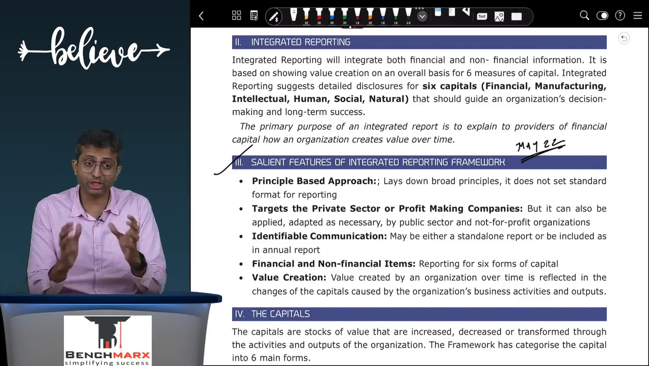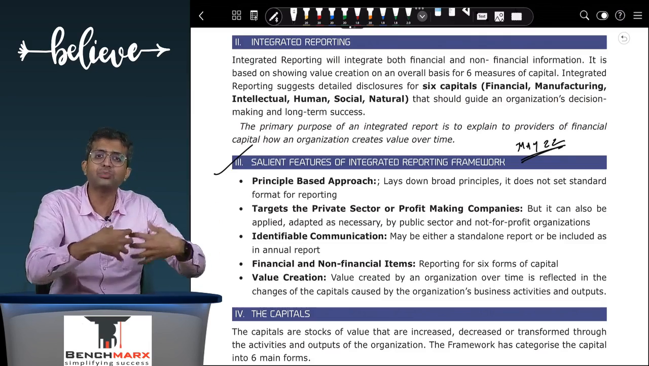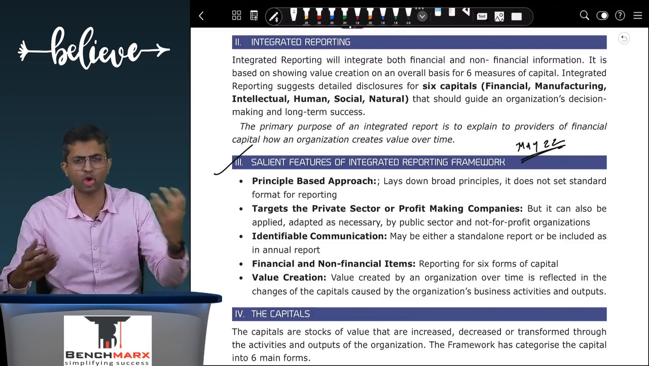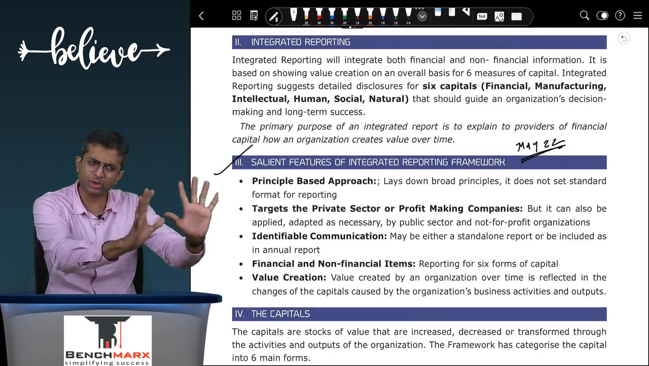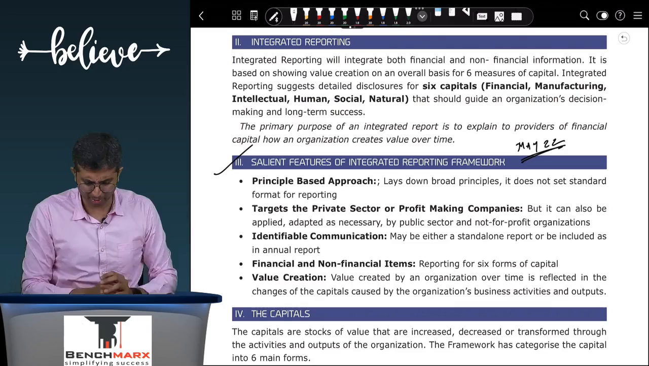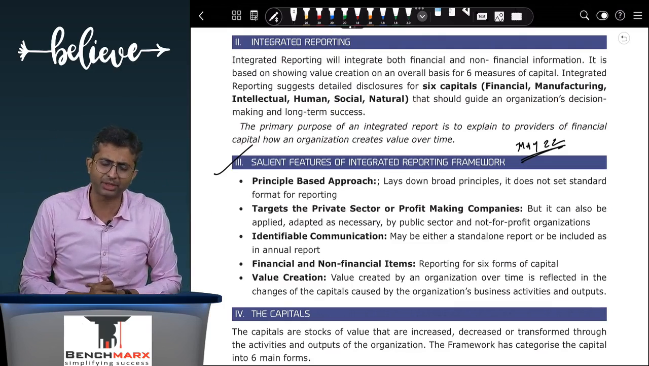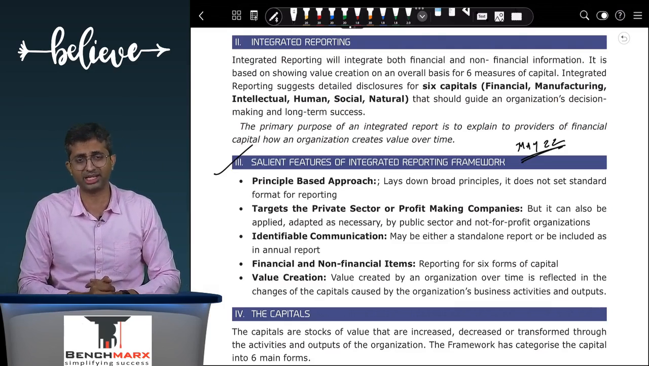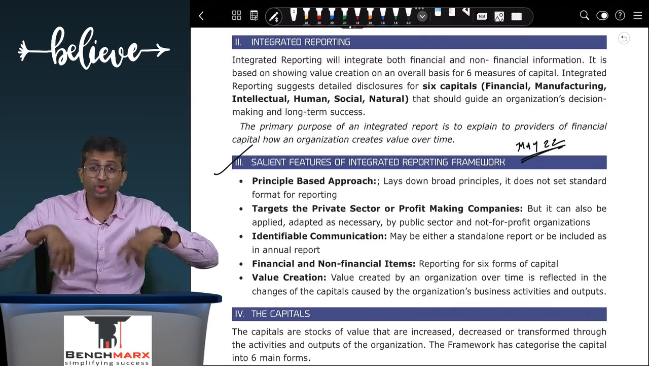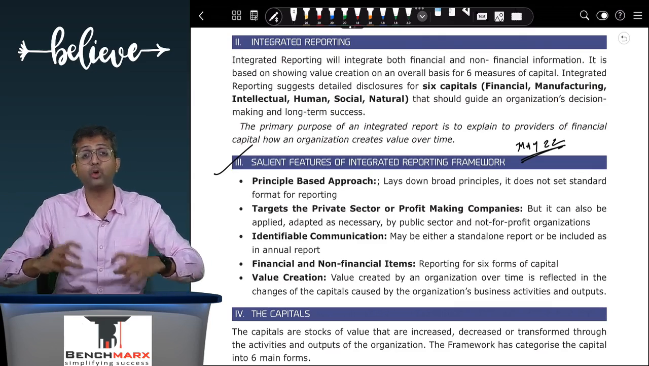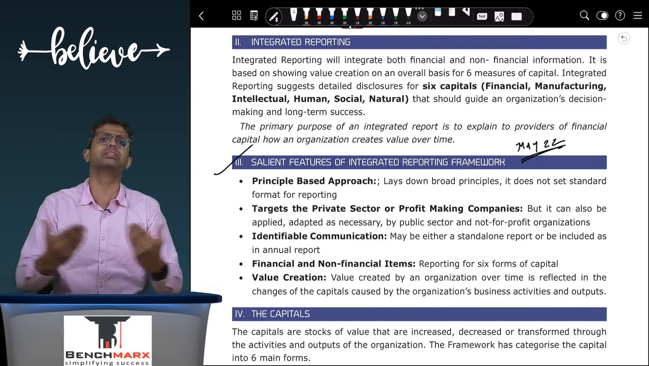Third, identifiable communication, which means you can make it a standalone separate report, or it can be a part of a larger annual report, like almost all of the big Indian companies, where you clearly identify that this is an integrated report. Next, it will have financial as well as non-financial items, so basically the 6 forms of capital should be depicted over here. And lastly, value creation. This is the golden word. You want to showcase to the reader not just how much ROE, return on equity, is generated, but how much value is created over these 6 forms of capital.